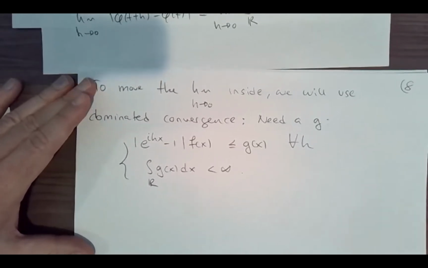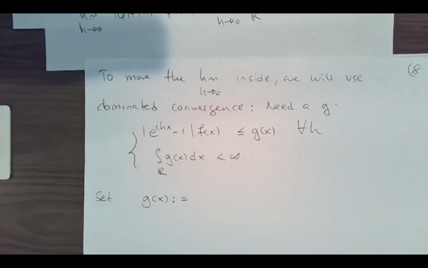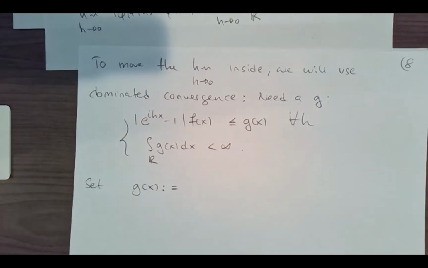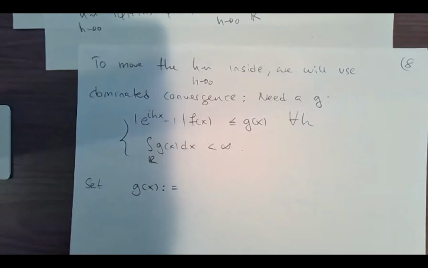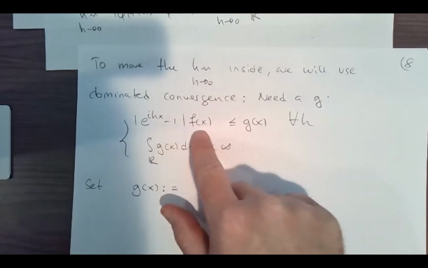So what should we choose for g of x? Any ideas? This is the inequality we want to be looking at. What should we choose for g? What kind of g would satisfy this?